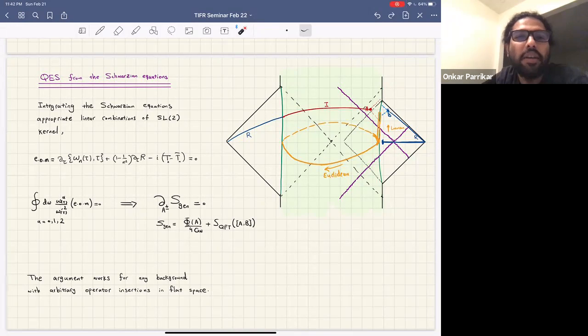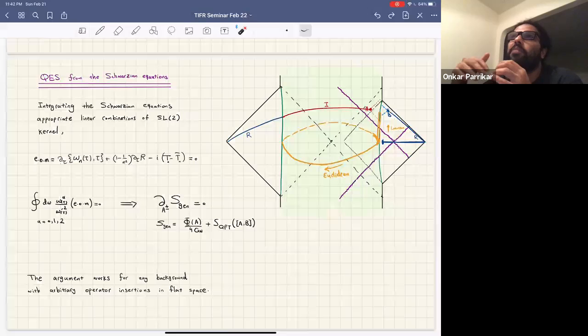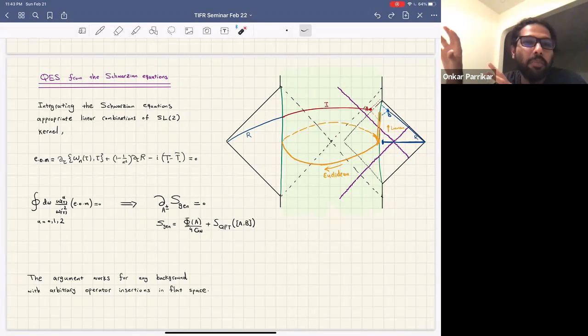Could I ask a question? Sure. There is this other method of doing these Euclidean gluing problems, at least in CFT2, which is due to Calabrese and Cardy. Could you comment on how I should think about the relation between your method, where you insert these psi operators, and Calabrese-Cardy? Is there a relation, or are they essentially the same?